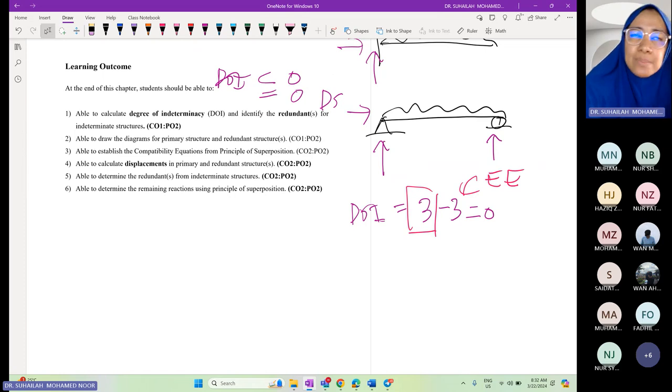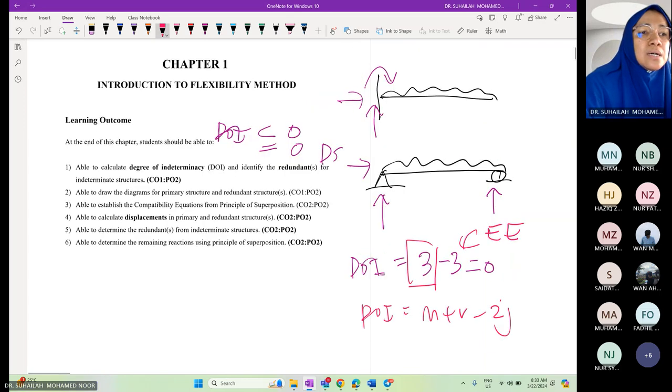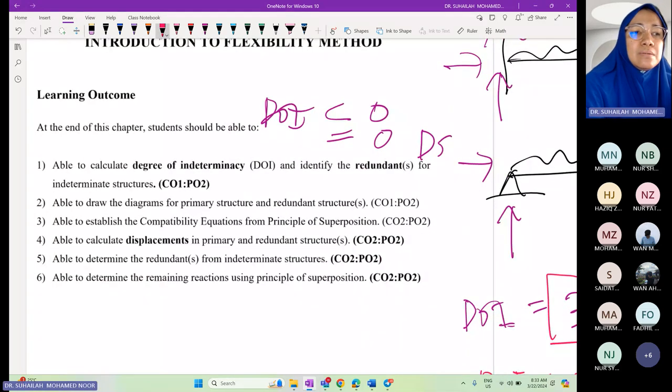The same goes for frame and truss as well. Only for truss, we have to consider the members as well, so the formula to calculate DOI for truss is different. DOI for truss is M plus R minus 2J. This is special for truss because the internal forces are included in the calculation. This DOI, unstable and internal structure, you have learned previously.